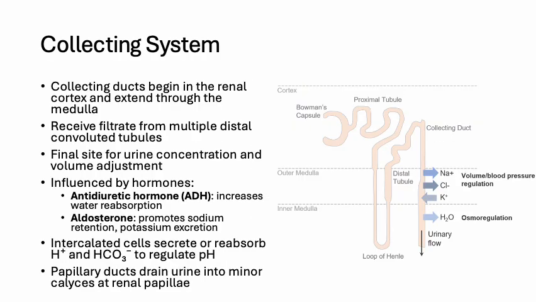The collecting system begins in the cortex and travels through the medulla, playing a crucial role in determining the final characteristics of urine. It receives filtrate from many nephrons and is the last opportunity for the body to reclaim water and solutes. Hormones like antidiuretic hormone and aldosterone act here to regulate water balance and electrolyte composition. Antidiuretic hormone promotes water reabsorption to conserve fluid, while aldosterone helps retain sodium. Specialized cells also manage blood pH by adjusting hydrogen ions and bicarbonate.